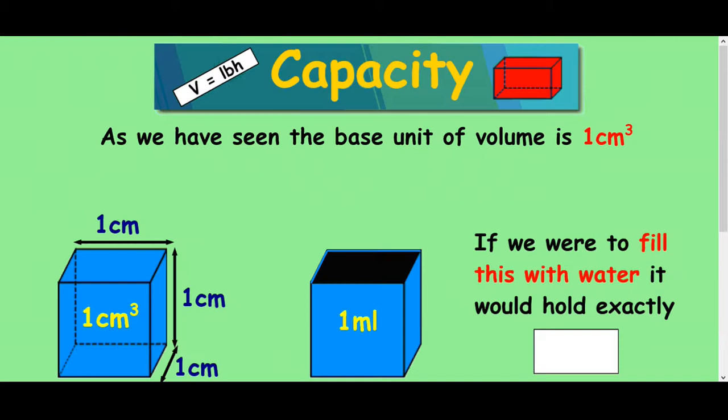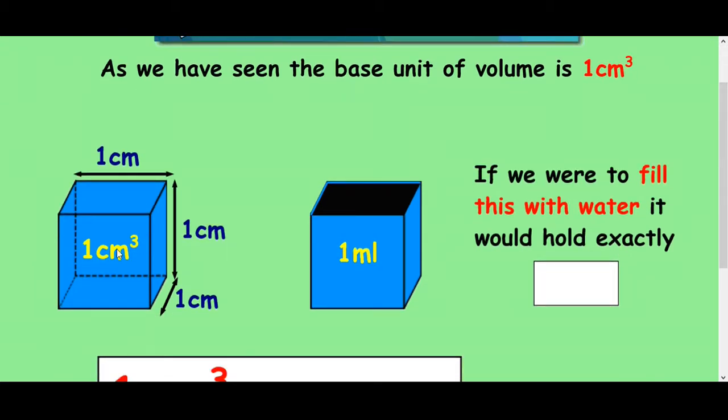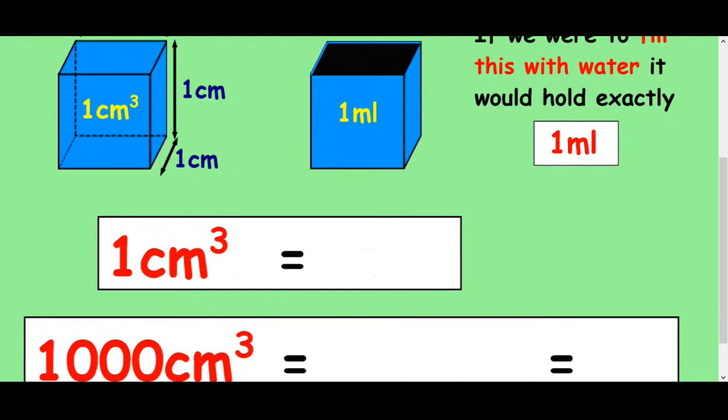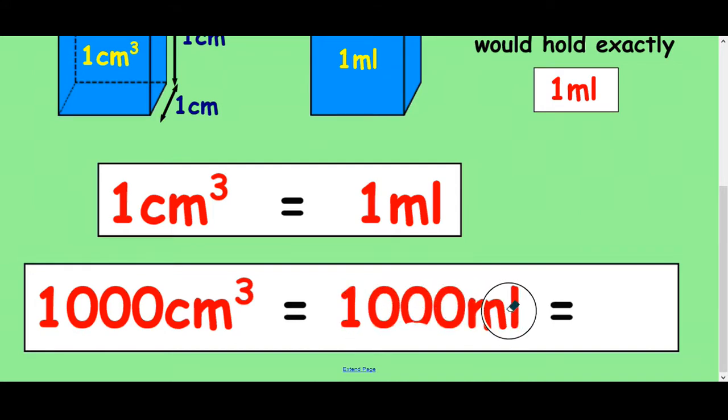If we look at a centimetre cube again, and think about filling it up with water, then if you took a wee centimetre cubed, and it was hollow obviously, and you filled it up with water, you would get exactly 1 millilitre. So that's a good conversion to know, because it's really easy to remember that 1 centimetre cubed is exactly the same as 1 millilitre. Which leads us on to 1,000 centimetres cubed, which is the same as 1,000 millilitres.